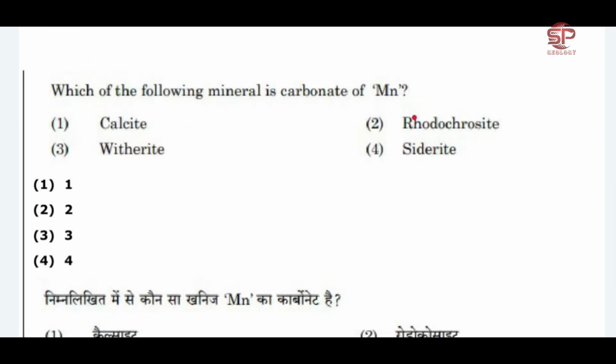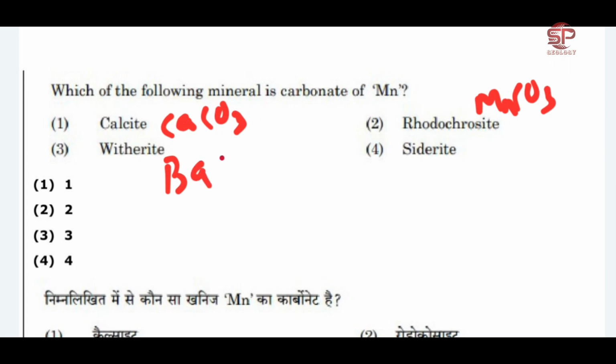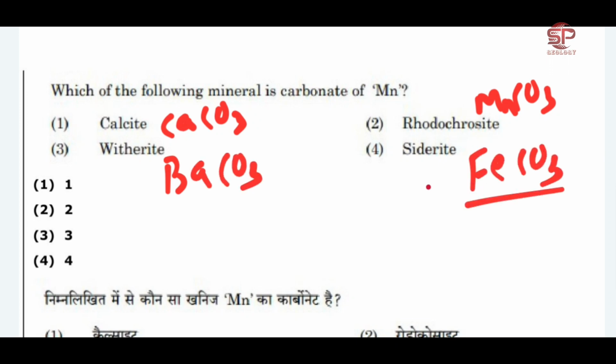Which of the following minerals is a carbonate of manganese? All the minerals here are carbonates. Calcite CaCO3, then rhodochrosite MnCO3, witherite BaCO3, siderite FeCO3. So the answer will be rhodochrosite.